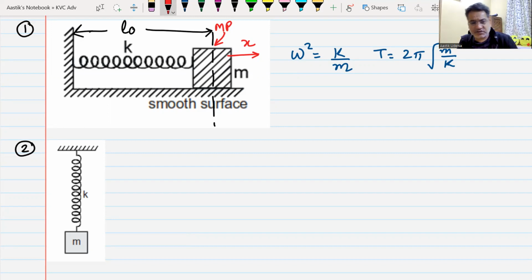Because of hanging, what has changed? If I hang a particle like this and then stretch it, it will perform SHM. What is the difference between this SHM and that SHM, case number 2 and case number 1?